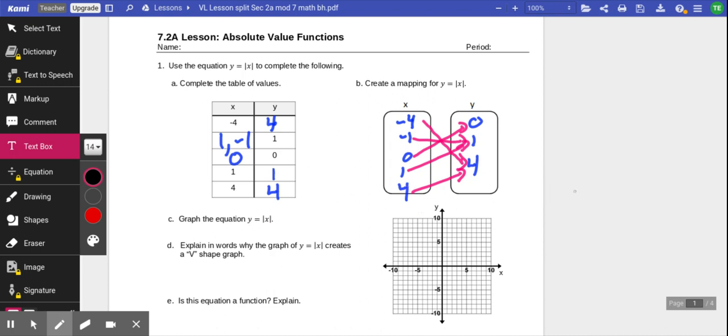At -4, I'm up at 4. 1, 2, 3, 4, put a little dot. At -1, I'm at 1. At 1, I'm at 1. At 0, I'm at 0. At 4, I'm at 4. Then I put my line through that.